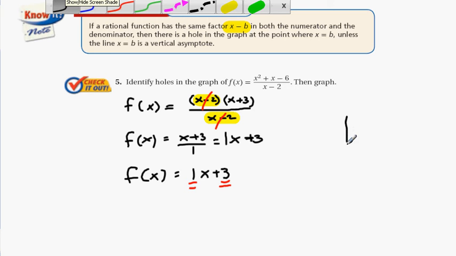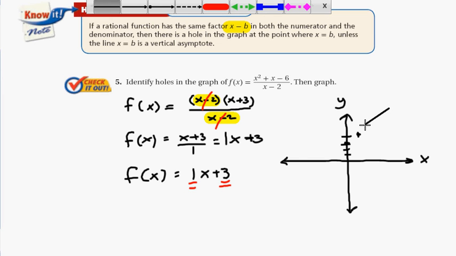So if I were to graph this, here's an xy coordinate plane. I'd have a y-intercept at 3, so I would cross the y-axis at 3. Okay? And I have a slope of 1. So from this y-intercept, I would go up 1 and to the right 1, and then I would go ahead and draw a line. So we basically have a linear function.